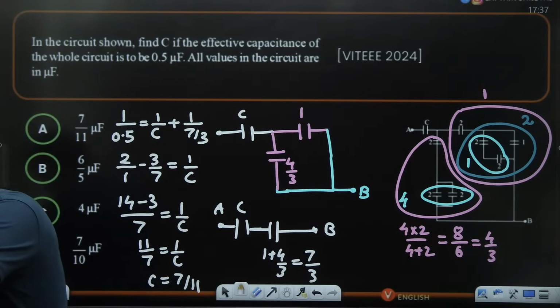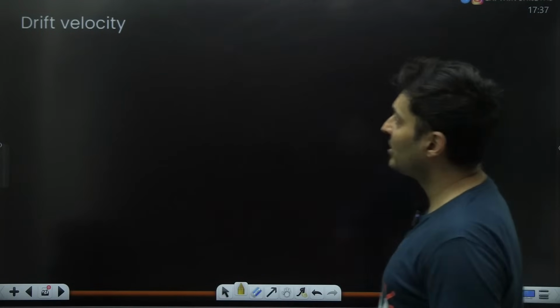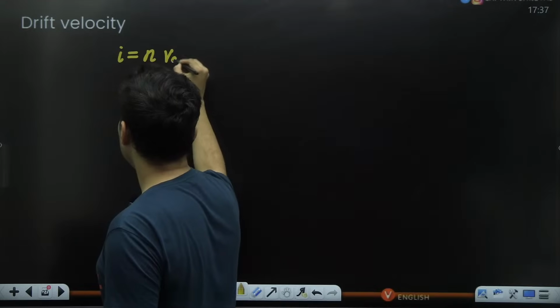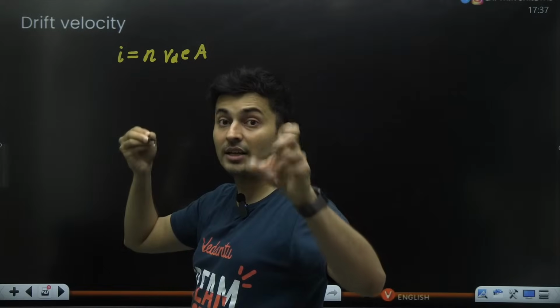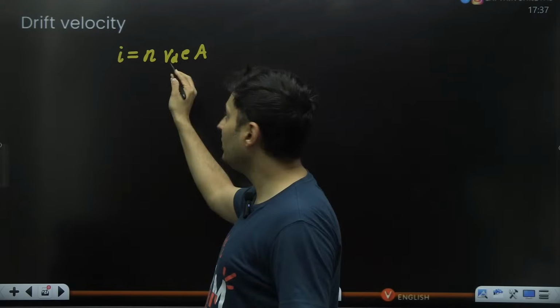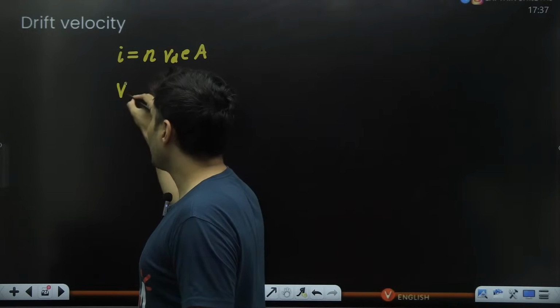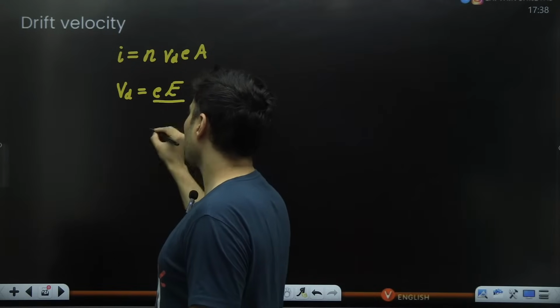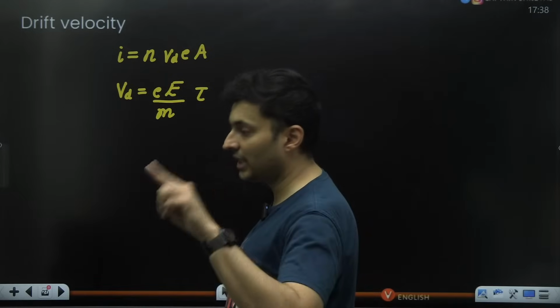Okay, great, guys. Let's move to the next concept. What is the next concept? Drift speed, current is equal to nAvde, very famous formula. I is current, n is the number of charge carriers per unit volume, vd is the drift speed, e is the electron charge, A is the area. You can also write drift speed as electron charge into electric field divided by mass of the electron into tau, which is the relaxation time.